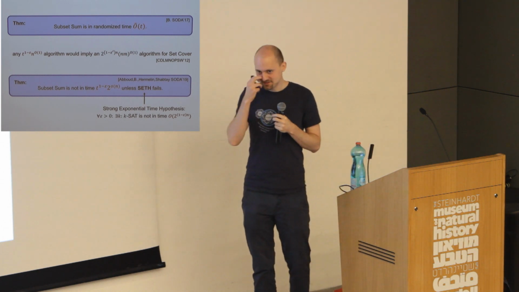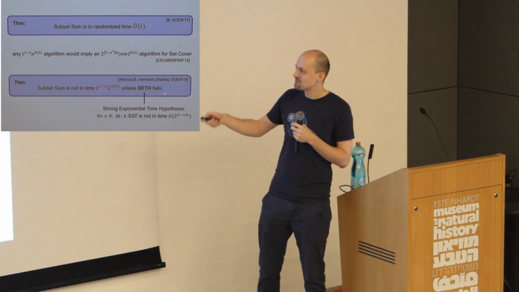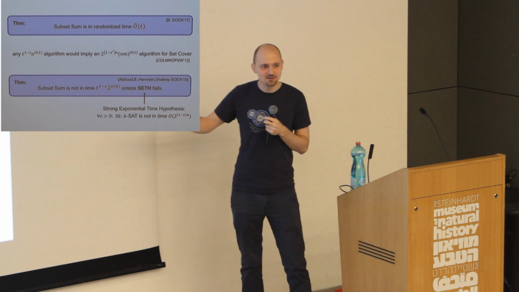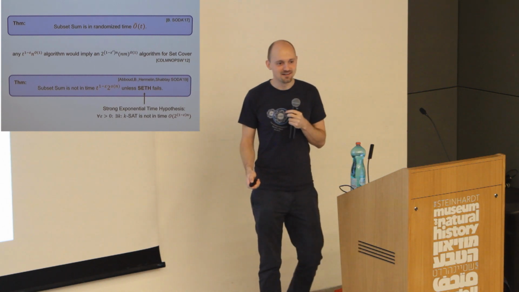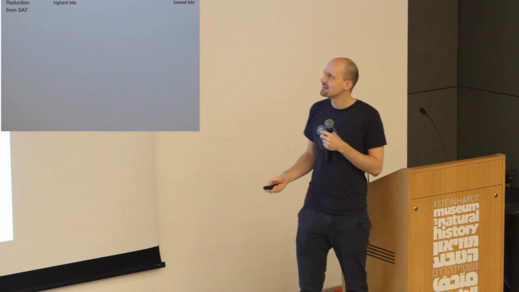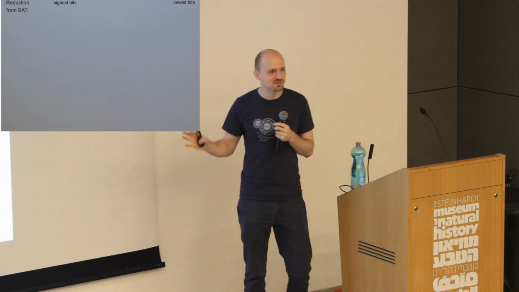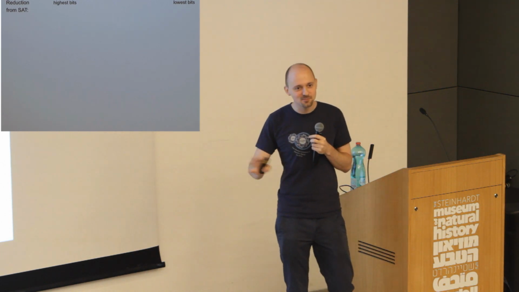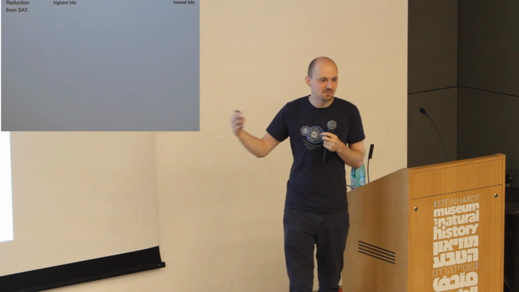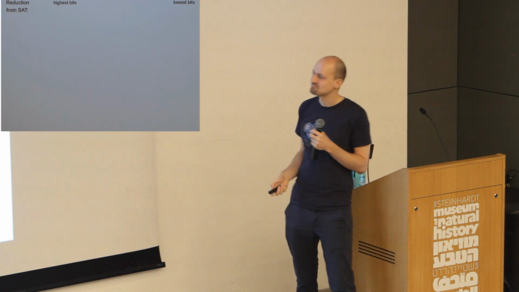Okay, so I want to give you a brief overview about how such a lower bound can be proven. I will start from just an NP-hardness proof for subset sum. I'm sure you've seen some NP-hardness proofs for subset sum. This one is a little bit non-standard, but it's just an NP-hardness proof.